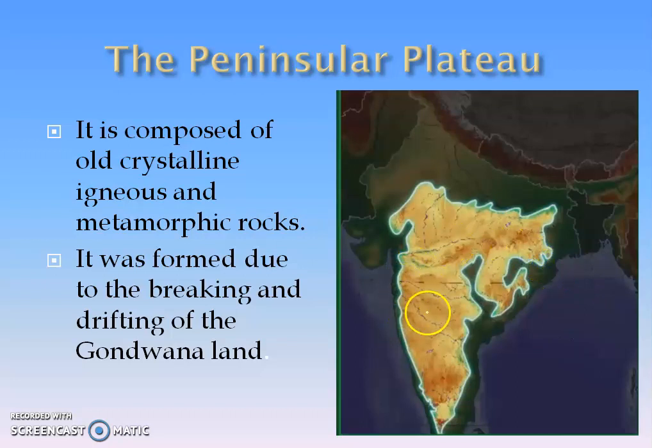How was it formed? It was formed due to the breaking and drifting of Gondwana land. That's why it is the oldest part of India. It is composed of old crystalline, igneous and metamorphic rock.